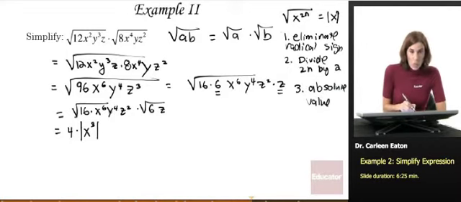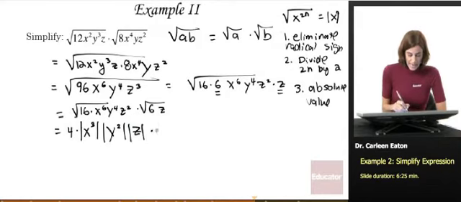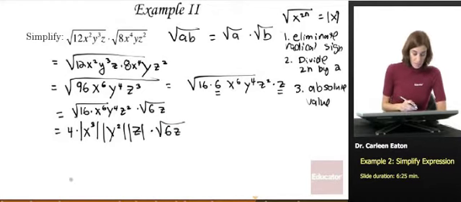Okay, so now I have y to the fourth. Eliminate the radical, divide 4 by 2, that's going to give me y squared, and then use the absolute value. For z, I have z squared. I'm going to eliminate the radical, divide 2 by 2 to get 1, and then take the absolute value of that. And I can't do anything further with this radical 6z because it's already in simplest form.